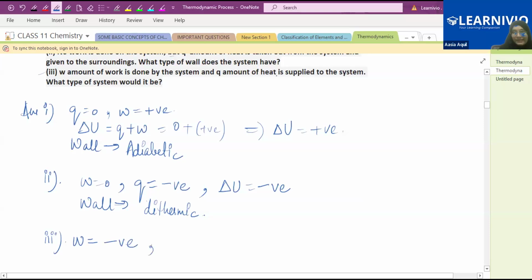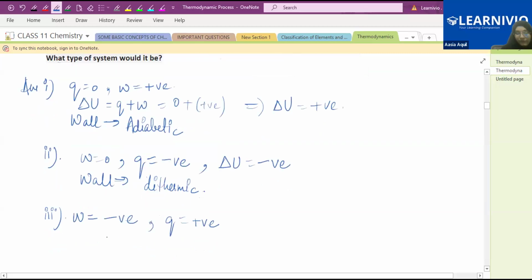And Q amount of heat is supplied to the system. So what is the value of Q? Ma'am, positive. Yes, very good. So what type of system would it be? Work is done by the system, and Q amount of heat is supplied to the system. So this type of wall is known as closed wall, because it will not be adiabatic and not diathermic, so it's a closed wall.